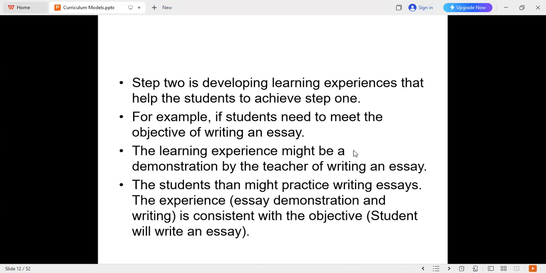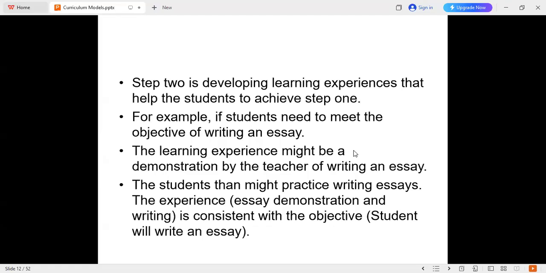Then organize the introduction, the body, and inside the body, first, second, third important facts, and the conclusion. Those steps should be followed by the teacher. The teacher should help the students to write an essay with the guidance of the teacher. Here we can see the learning experience. The students then might practice writing an essay. Yes, some practical sessions also could be given.